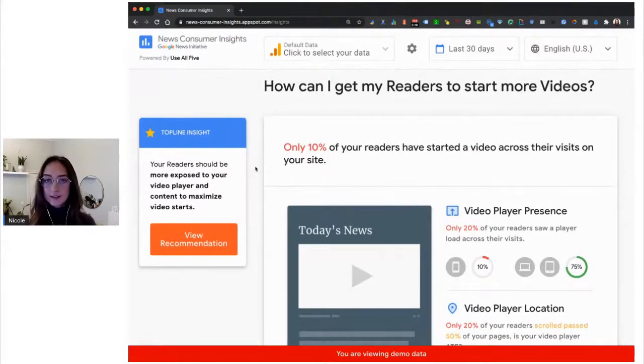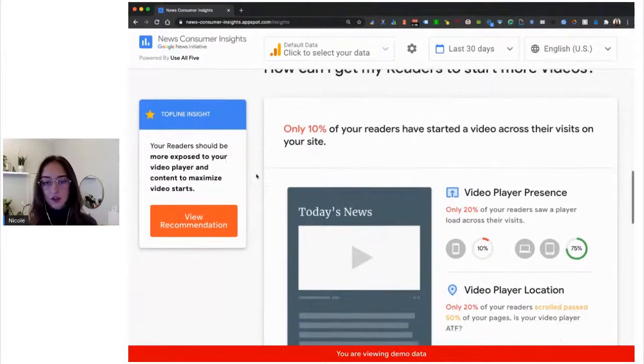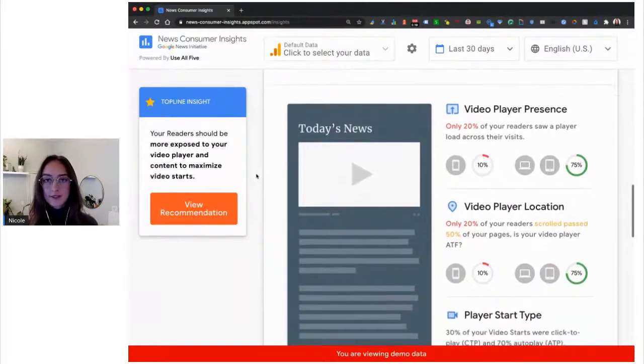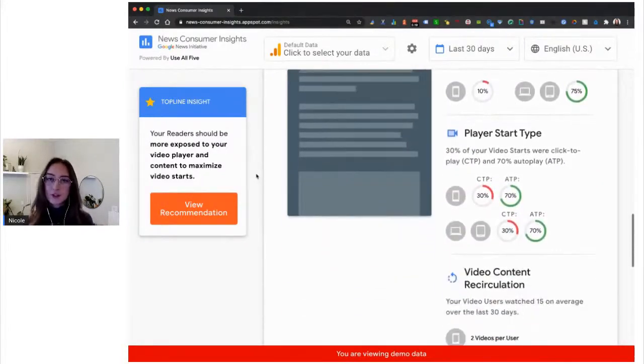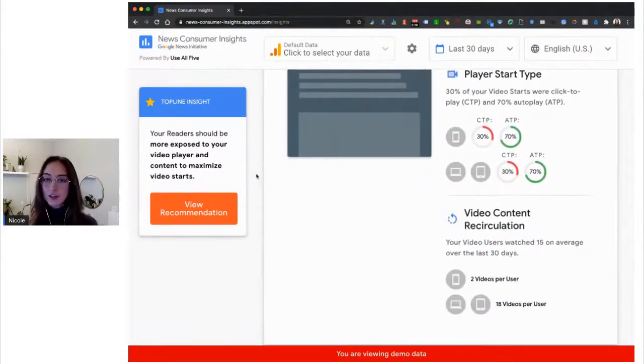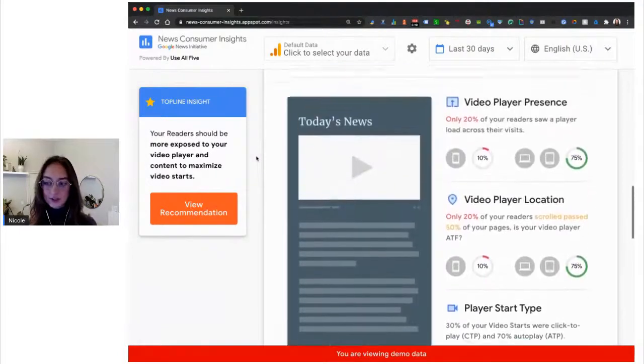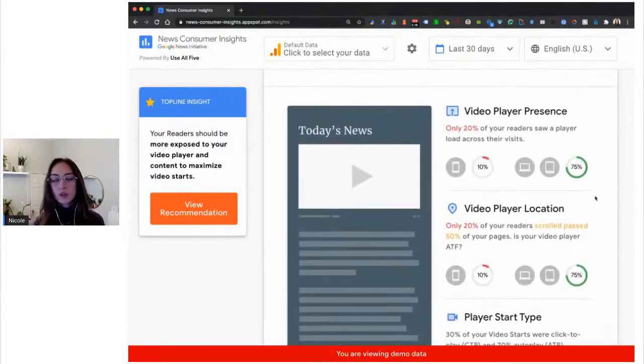And there are 4 different pieces of information that we look at when we're pulling all this content. So video player presence, video player location, player start type, and video content recirculation, which is shown here in this graph. And so again, what it's showing you is the differences between mobile versus desktop and tablet to better understand where those videos are being played and how they're being played.